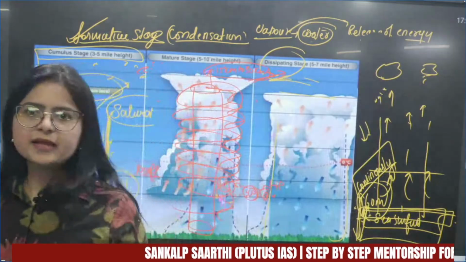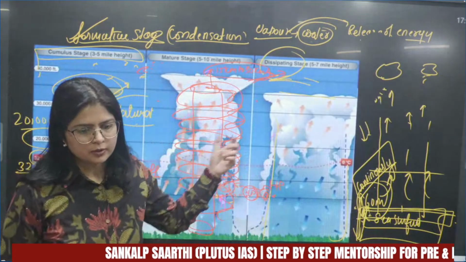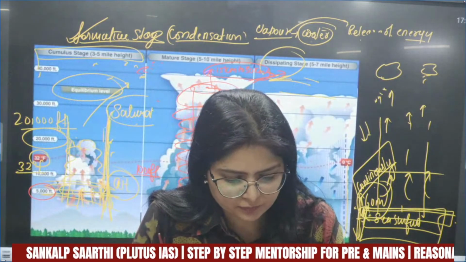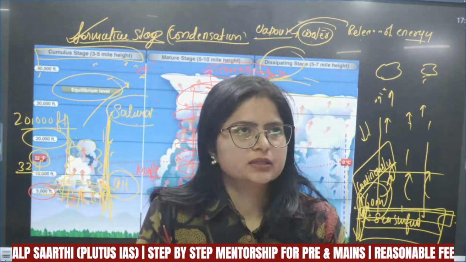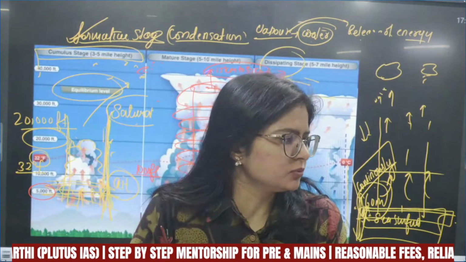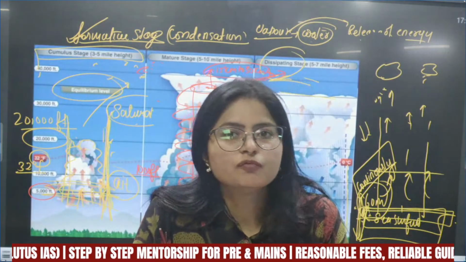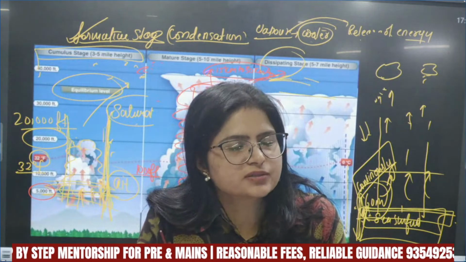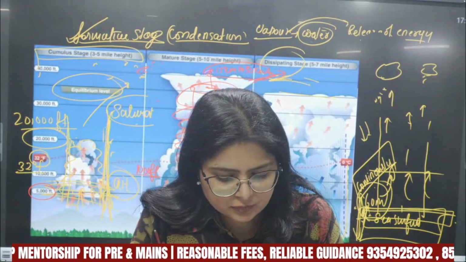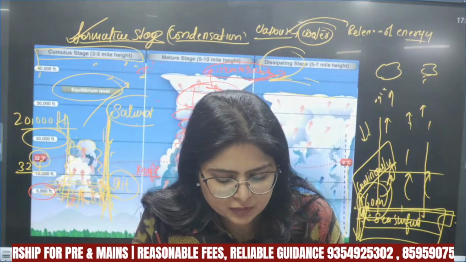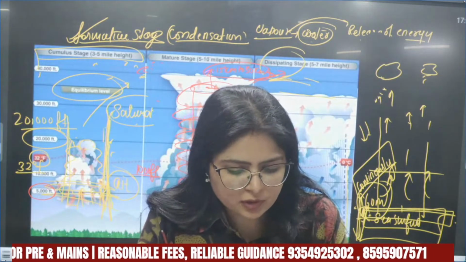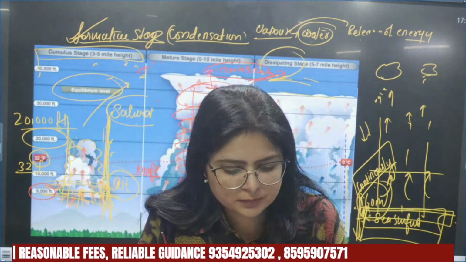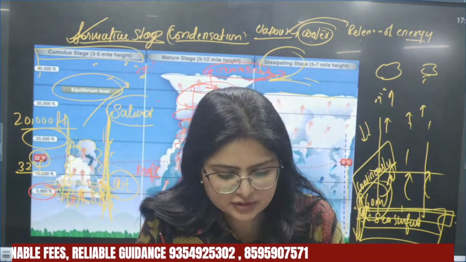The area is also characterized by heavy to extremely heavy rainfall. Next point, the clouds can vertically go up to 45,000 feet. Next, there is a vertical upward movement of air with great vertical velocity.